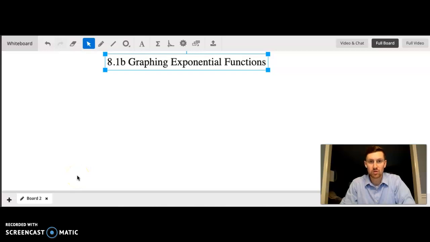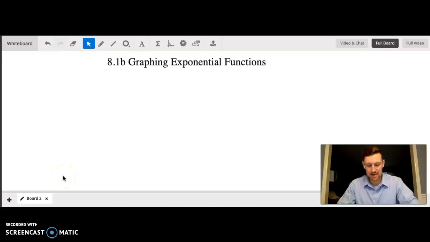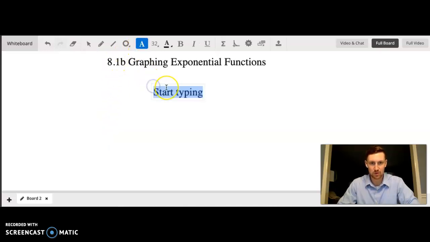Okay, we're ready for 8.1b. Here in Algebra 2, we're going to dig a little deeper into graphing exponential functions. Last time we looked at how to graph just the basic exponential function, specifically the growth function, and what it looks like for an equation to grow that rapidly. So today we'll look a little bit at graphing transformations, again with exponential functions, and again specifically with growth functions.